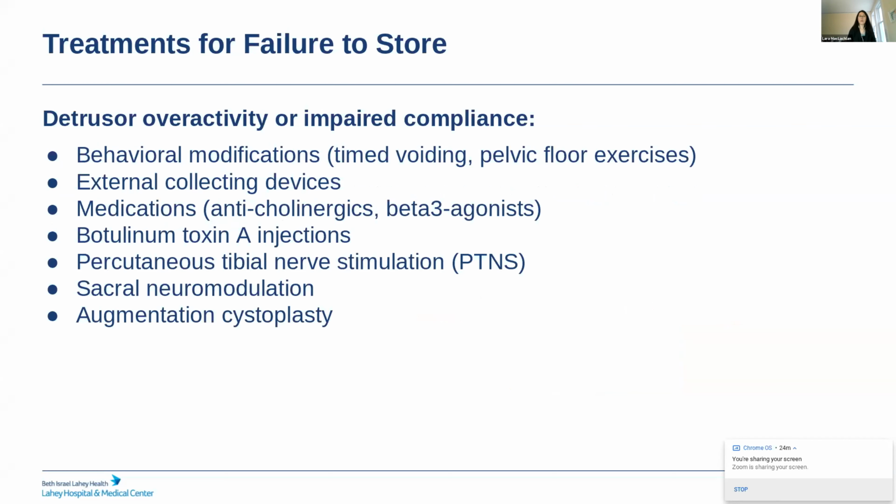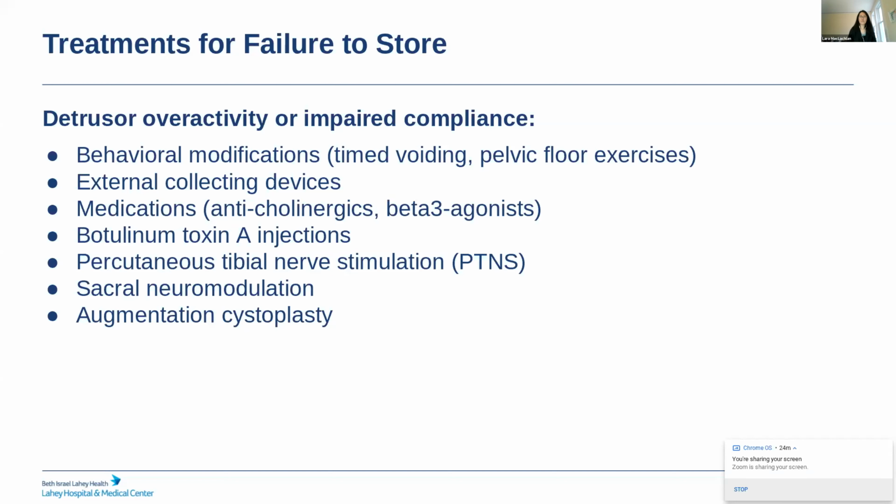I'm going to break up the treatment options between the two different functions of the bladder, meaning storage and voiding. For treatments for failure to store, you could have a failure to store because of detrusor overactivity or an impaired compliance. Those options include behavioral modifications. Always remember when you're test taking, the first line option is always a conservative treatment. That would be behavioral modifications like time voiding, pelvic floor exercises. External collecting devices could be used, such as for men, like a condom catheter.